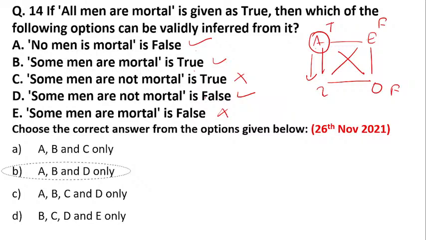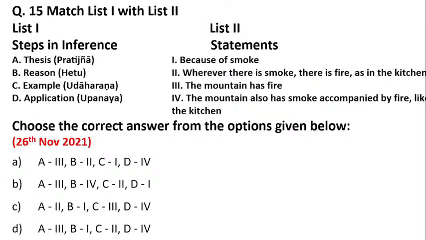Got it? Shall we see the next question? A very simple question asked on 26th November 2021. Steps of inference and the statement. We have thesis which is Pratijna, Hetu which is the reason, Udaharana which is the example, and application as Upanaya. You have to match it with the statements.